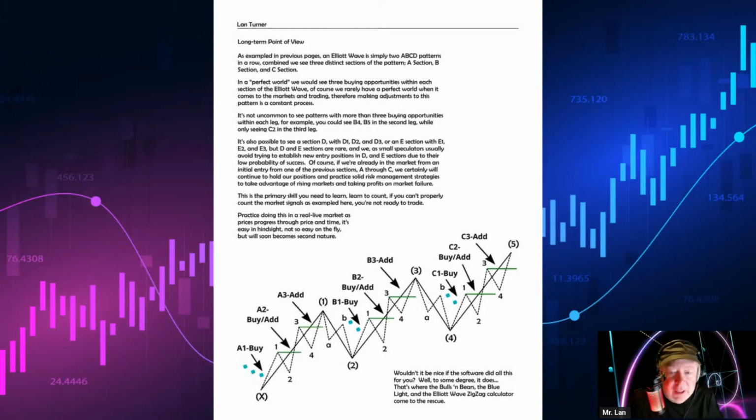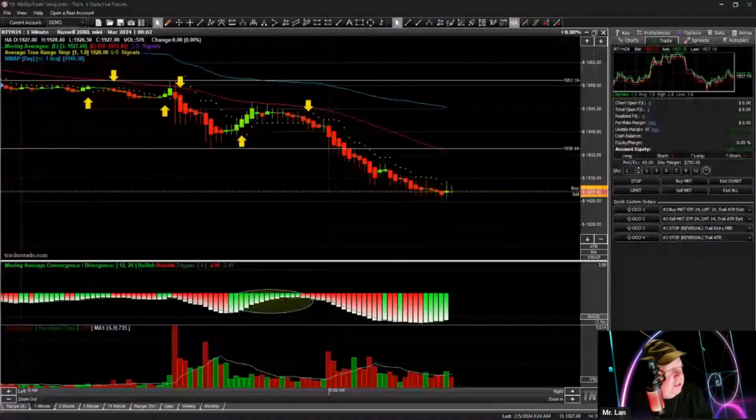So that's the manual for the class. If you don't have this manual, you can go get it. It's on Amazon. Just search Lan H. Turner. You can get it. It has all of these drawings in here that tell you the A's, the B's, and the C's, and all that neat stuff. And that's what we're counting here.